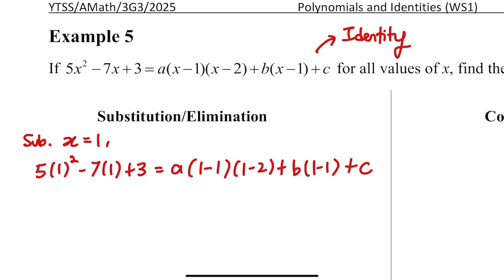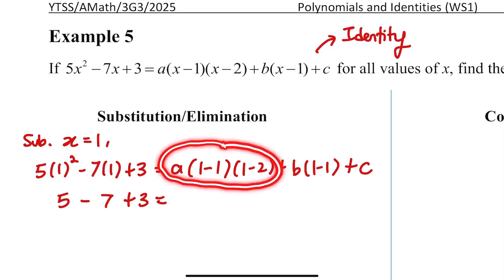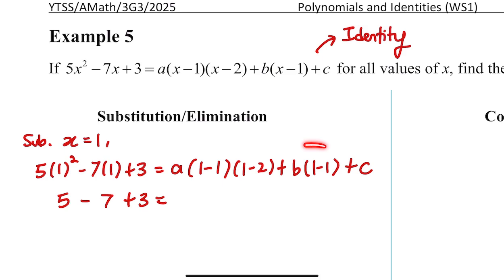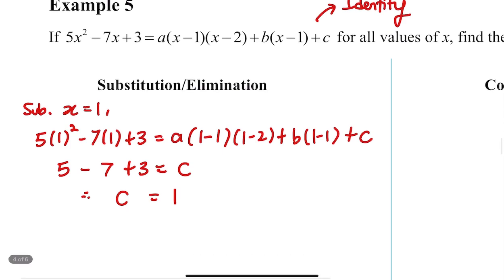So therefore, the left side will be simply 5 minus 7 plus 3. This whole thing here will become 0, because this is a times 0 times negative 1. Here will become 0 also. So therefore, the right side will just be equal to c. Therefore, c will be simply equal to 5 minus 7 plus 3. c is equal to 1.